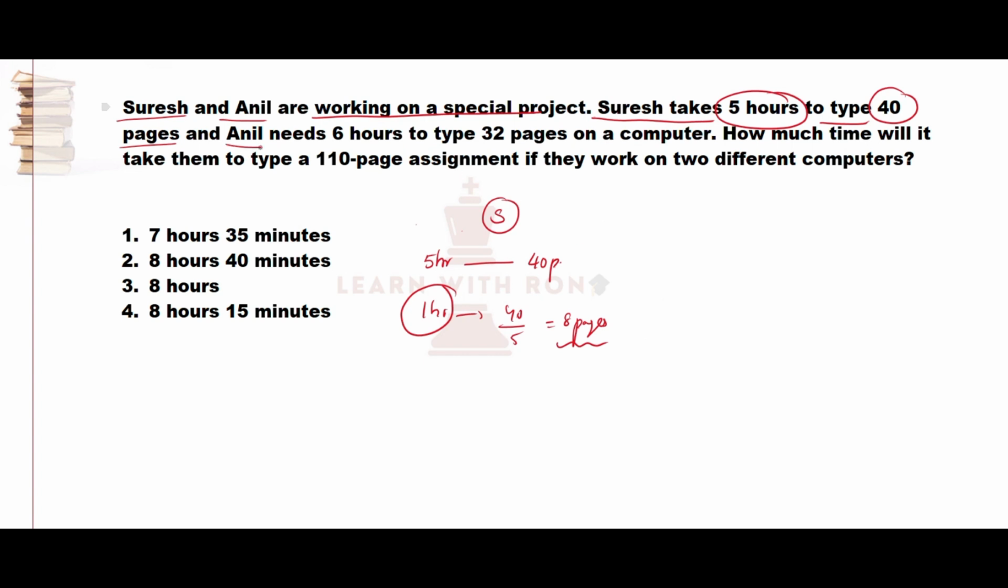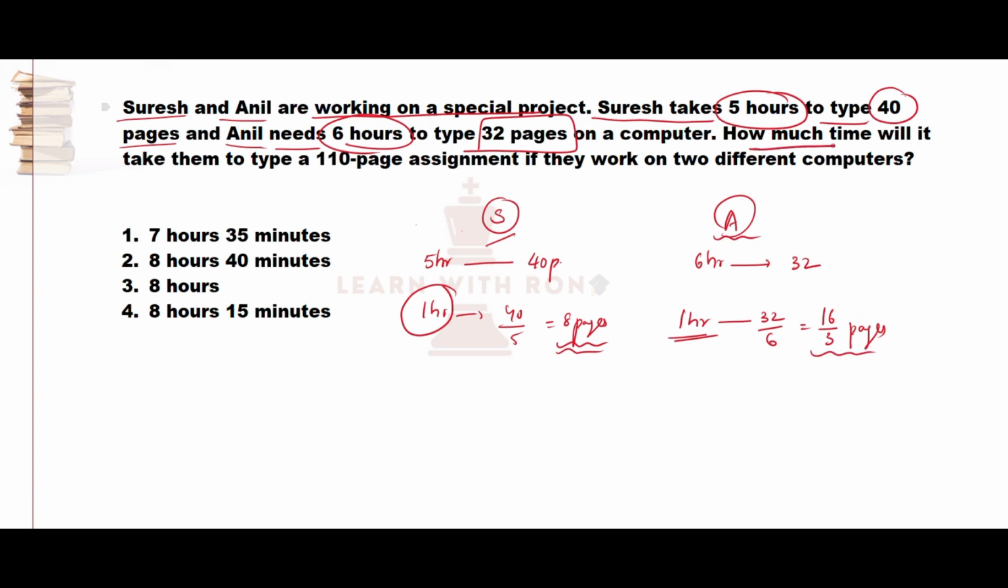See the next part. Anil needs 6 hours to type 32 pages. So there is a person Anil here. In 6 hours he can type 32 pages. So the efficiency of Anil is, in 1 hour, 32 by 6, which is nothing but 16 by 3 pages in 1 hour. So we got the efficiency of Suresh, which is 8 pages, and the efficiency of Anil, 16 by 3 pages.